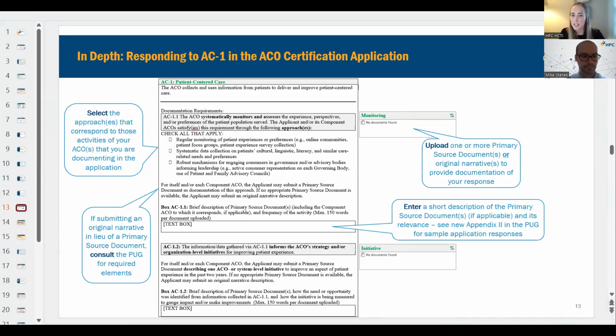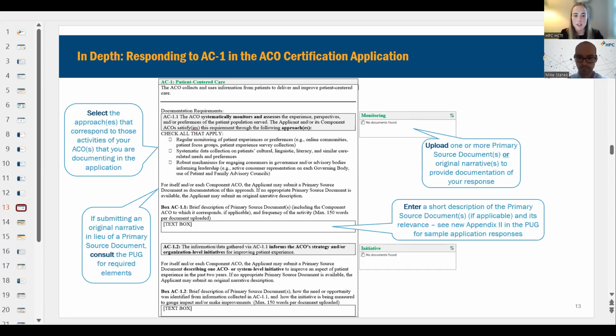If you have had a chance to glance through the PUG document, you'll notice that the language here is very similar to what we have in that document. There is, however, quite a lot more instructive information in the PUG, so it is worth keeping that document handy while you're working on the application. With that, I'll walk you through how you would go about completing the assessment criterion 1 section of the application.